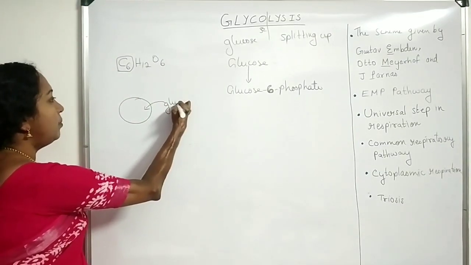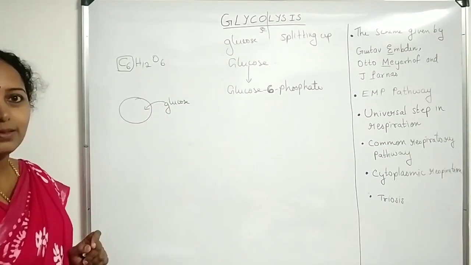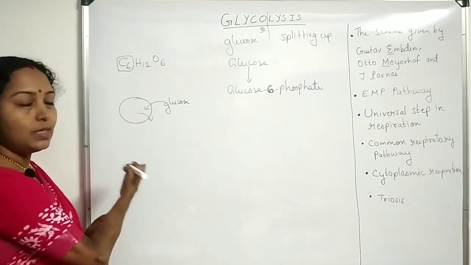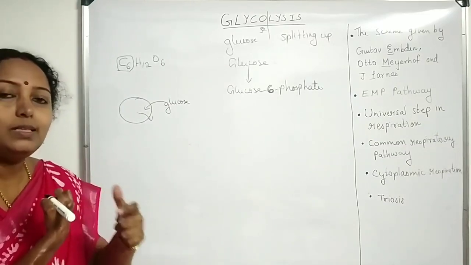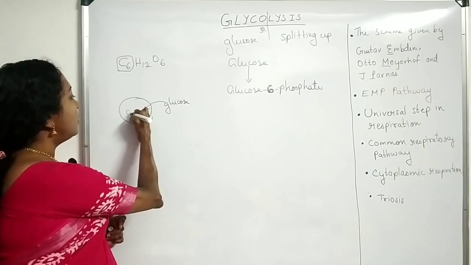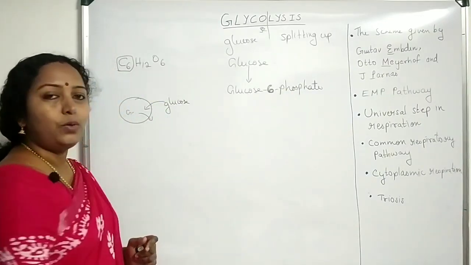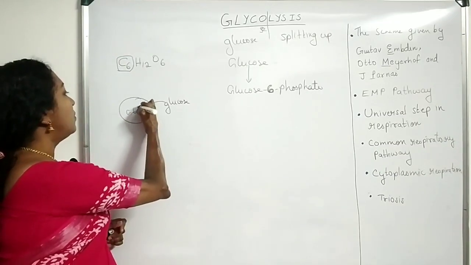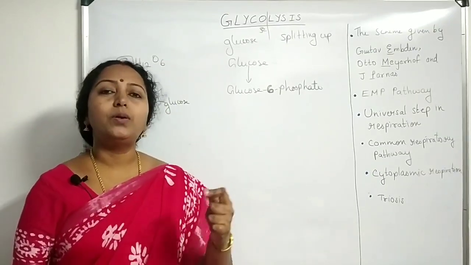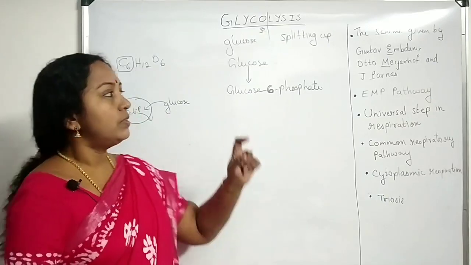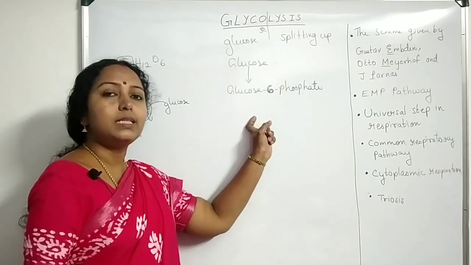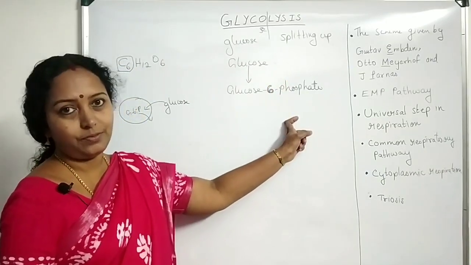Why is this step happening? When you have a cell, a glucose molecule may enter through some channels. As it enters into the cell, it should not come out. It has to be trapped inside for the release of energy through cellular respiration. So this glucose gets attached to a phosphate molecule in its 6th position. It becomes glucose 6-phosphate. When phosphate is added, it becomes a polar molecule, and polar molecules cannot easily come out of the cell. So this forms the first step of splitting of glucose, that is, glucose is getting converted to glucose 6-phosphate.